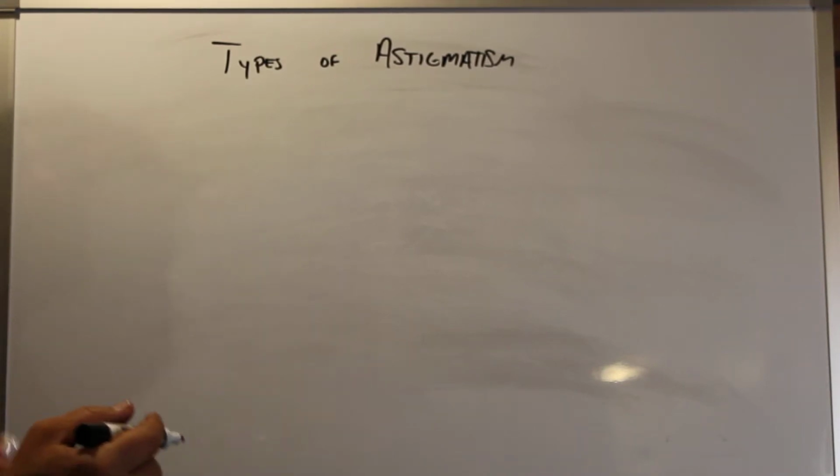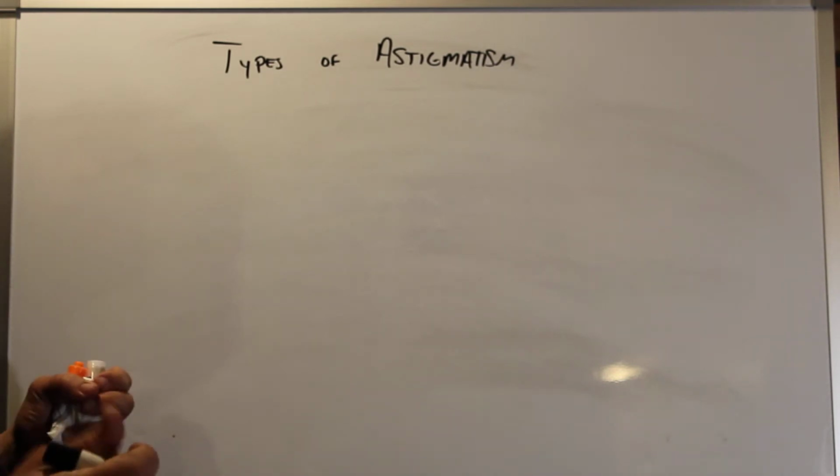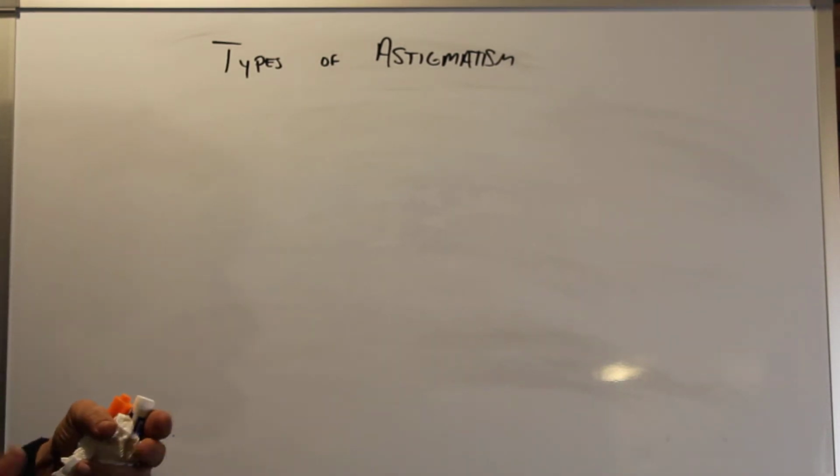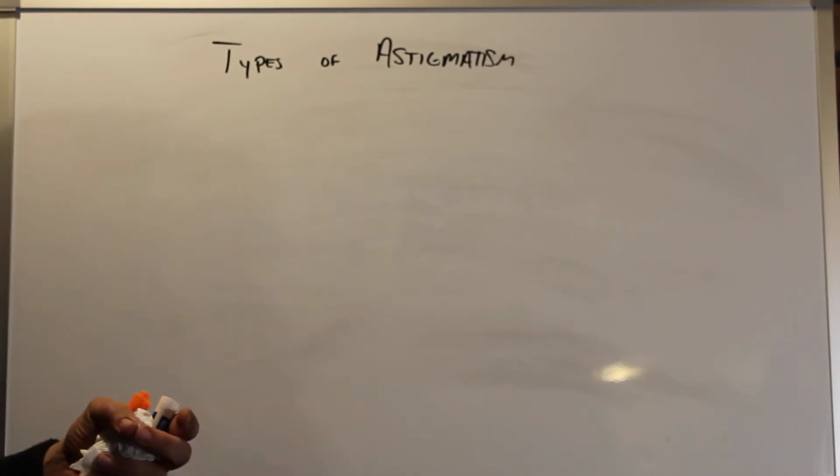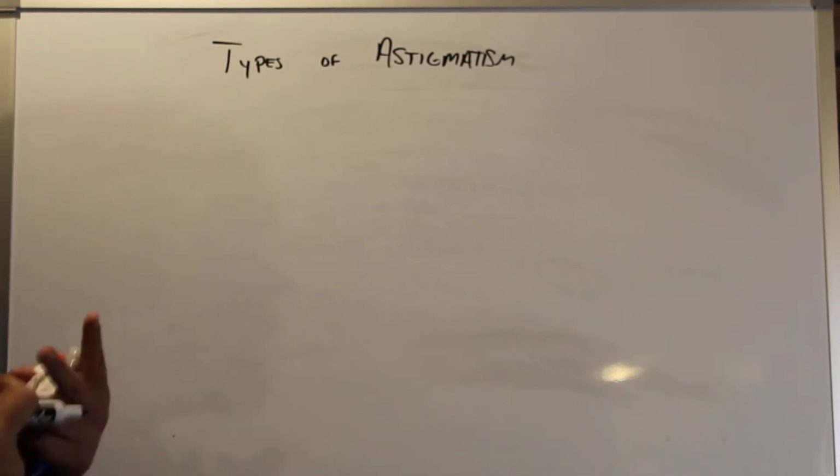All right, when dealing with astigmatism, any patient that has astigmatism, there are two ways we want to look at it to classify it. One, what type of astigmatism, and two, what's the orientation. So we're going to start with the types.